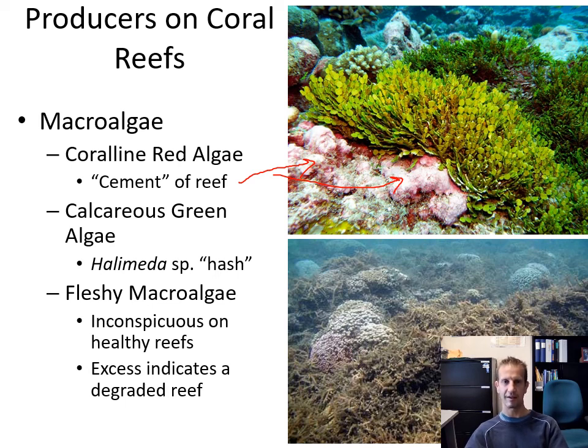There are also some calcareous green algae, like algae in the genus Halimeda. Sometimes people call it watercress algae. It looks like all these little lobes of green that are fused together, and they're crunchy and crusty. When it dies, it turns into white calcium carbonate flakes that contribute to the sediments of the reef environment.